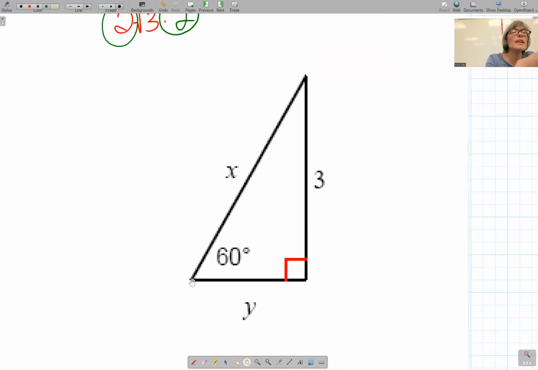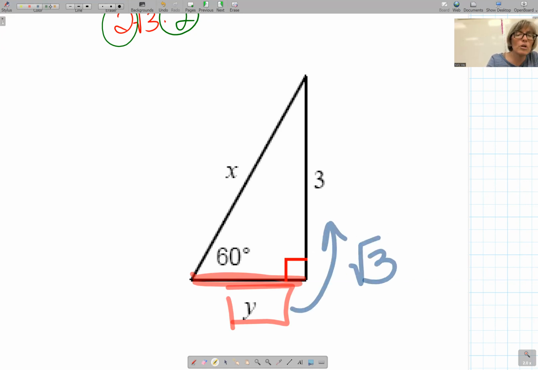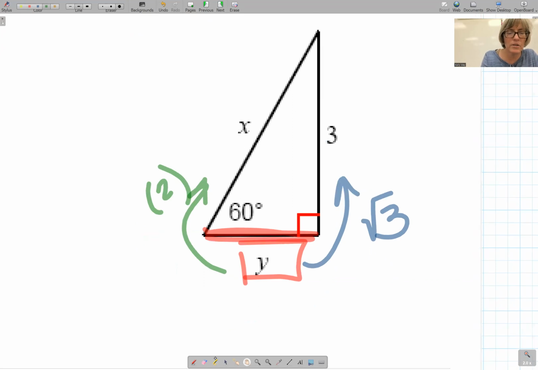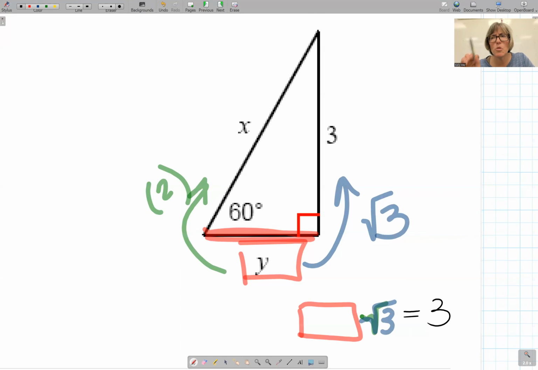30, 60, 90. Short leg, root 3, short leg times 2. So this one at the bottom reads like this. Something, we don't know the something, times root 3 is 3.